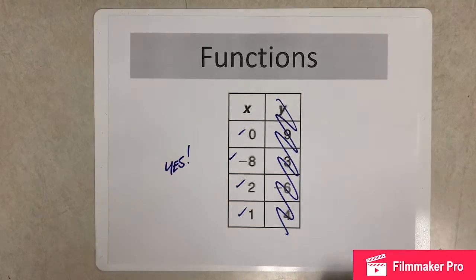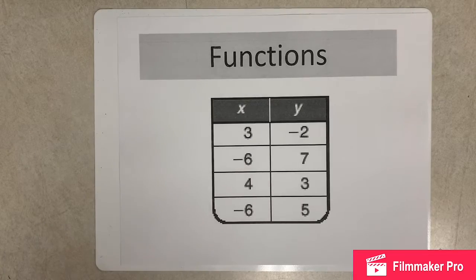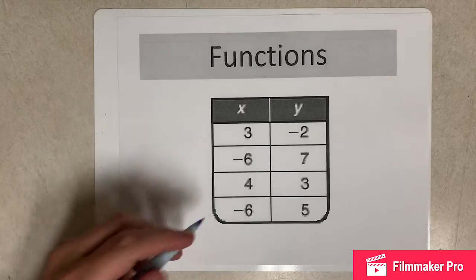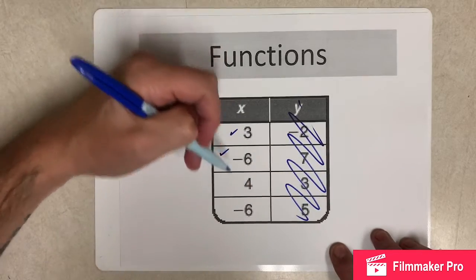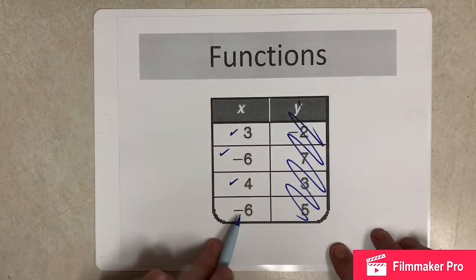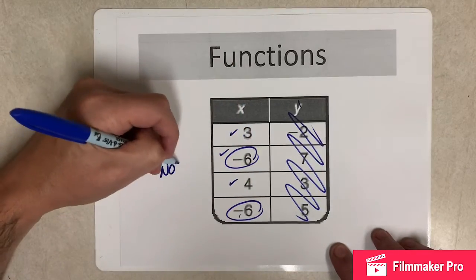So yes, that would be a function. Okay, now we have this one. Is that a function? So we look again at only the x values. 3, -6, 4, got another -6. That's not a function.